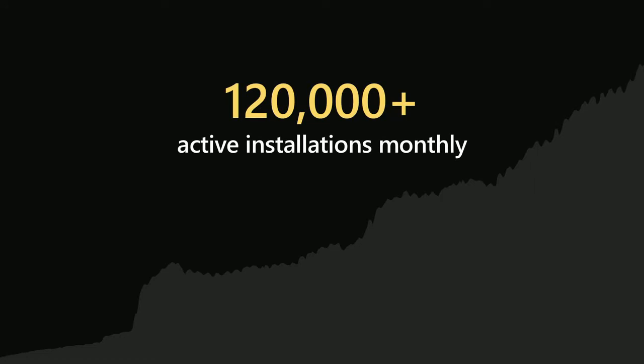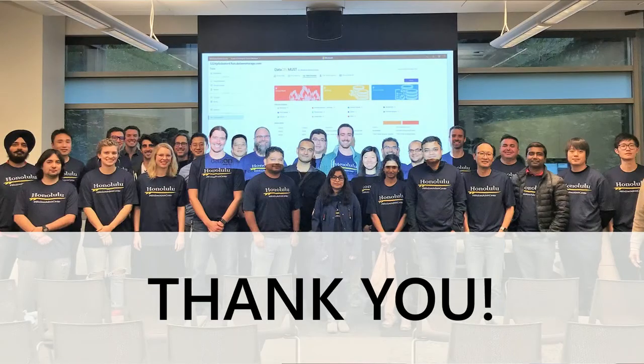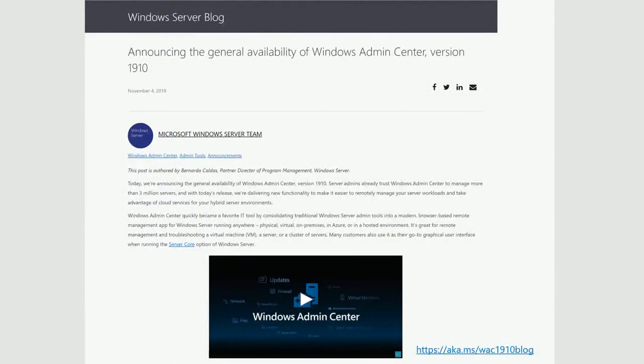We're also seeing massive adoption. There are 120,000 active installations of Windows Admin Center on Windows 10 and Windows Server monthly. And on those installations, we have 3 million servers that are managed monthly. We're very, very humbled and grateful for this. And on behalf of the entire Windows Admin Center team, I'd like to say thank you. And just this week, we've announced the 4th GA release, version 1910, which is available for download today.